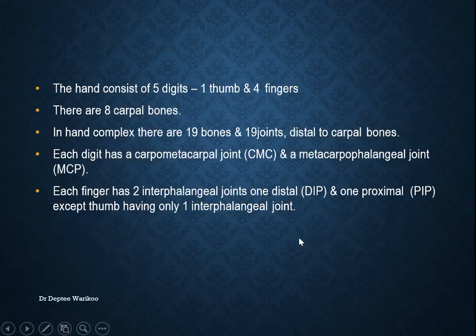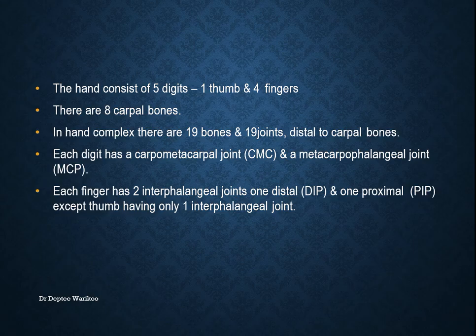So, the hand consists of 5 digits, one thumb and 4 fingers. There are 8 carpal bones present in the hand. In the hand complex, there are 19 bones and 19 joints distal to the carpal bones.